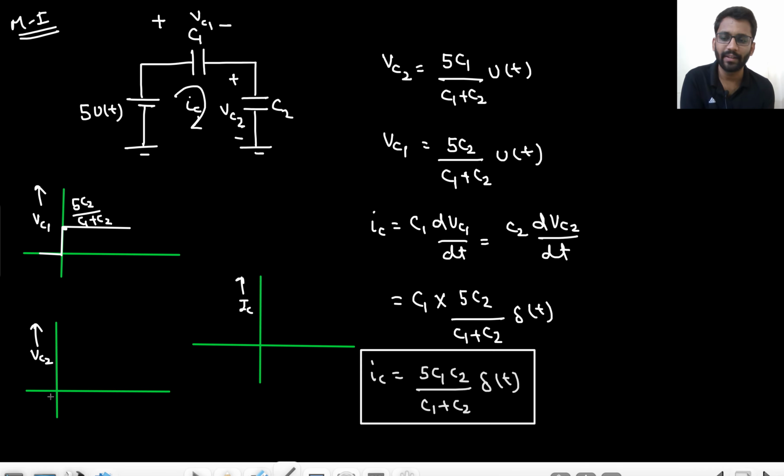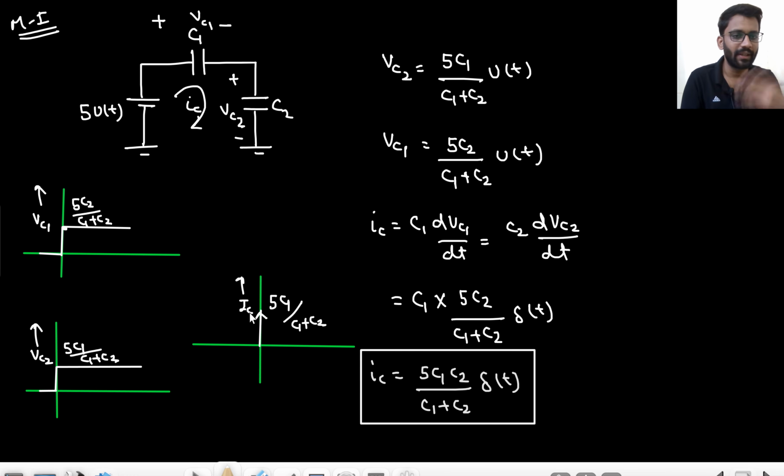Always remember you have to divide it in inverse proportion. Sometimes I have seen students dividing it not in inverse proportion but in proportion. But this should not happen. You should divide it in inverse proportion, right? So it would be 5C1 upon C1 plus C2. And what is the value of IC? This is an impulse. The value is 5C1 upon C1 plus C2. So this is an impulsive current we are having. So these are the three graphs.